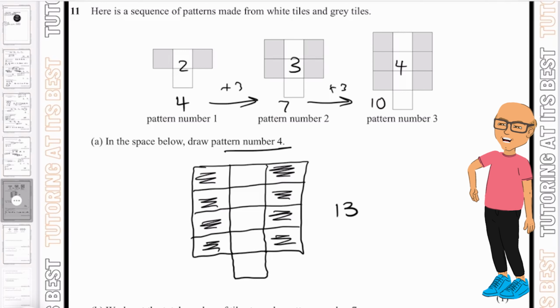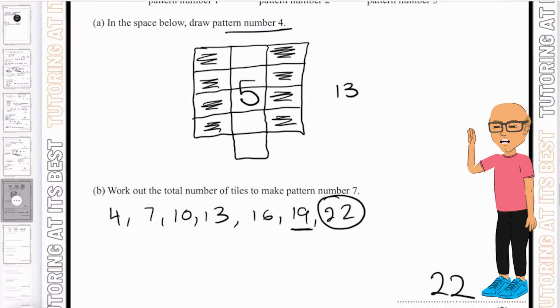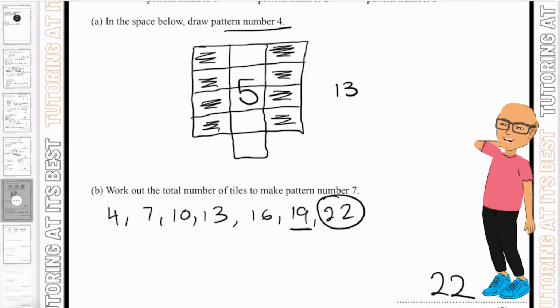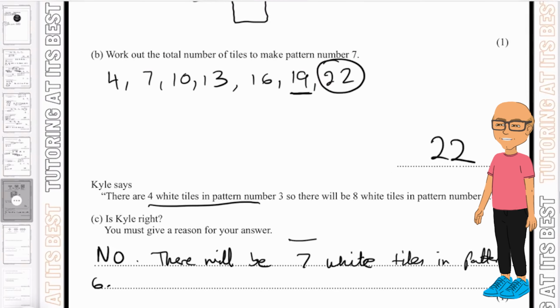And if we even take a look at pattern 4, we have 5 white tiles. So for pattern number 5, there will be 6 white tiles. And for pattern number 6, there will be 7 white tiles. And that's how I calculated this right away.